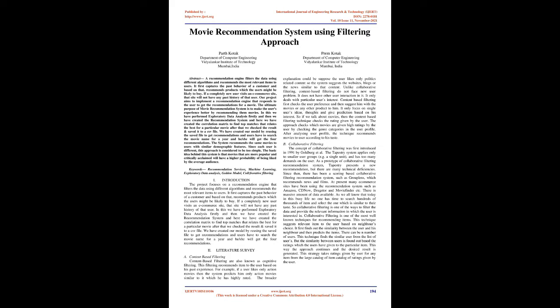Content-based filtering first checks the user preference and then suggests movies or any other product to him. It only focuses on a single user's ideas and thoughts, and gives predictions based on his interest. So if we talk about movies, then the content-based filtering technique checks the rating given by the user. The approach checks which movies are given high ratings by the user by checking the genre categories in the user profile. After analyzing the user profile, the technique recommends movies to the user according to his taste.